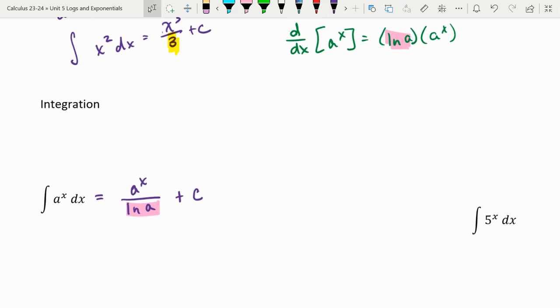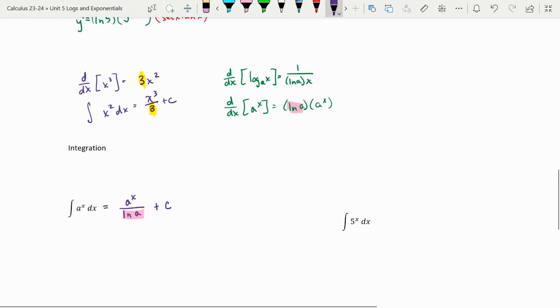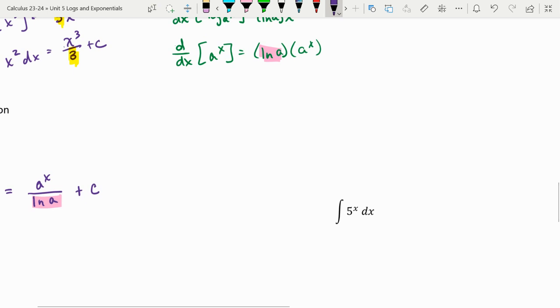So if you would like to try to integrate 5 to the x, go ahead, pause the video. So since 5 to the x was the derivative of 5 to the x, we would have the 5 to the x, but the derivative also had the natural log conversion, so it was multiplied by the natural log. So now I need to divide by the natural log of 5 plus c.